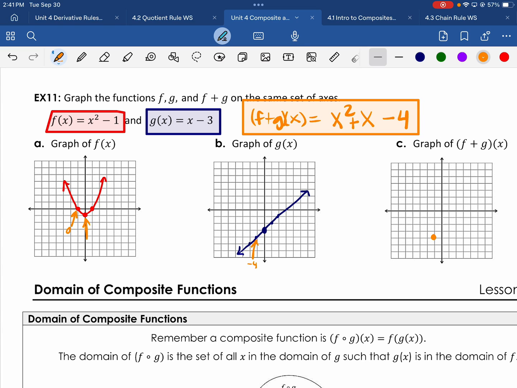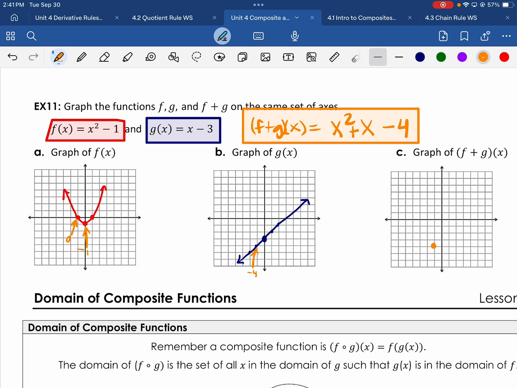Okay, now the next point. What's the y value here? On the red graph. Negative 1. What's the y value at 0 on the blue graph? Negative 3. So what's negative 1 plus negative 3? Also negative 4. And then let's do this next point that we know. So on the red graph, what's this y value? 0. What's this y value? Negative 2. What's 0 plus negative 2?